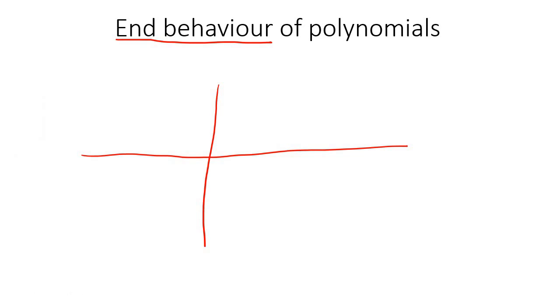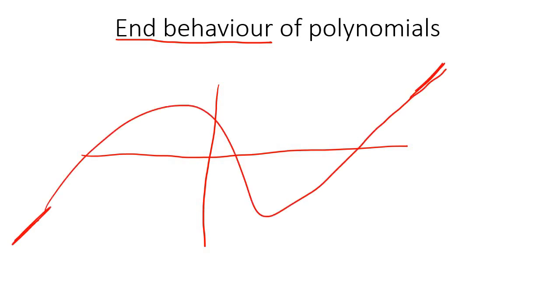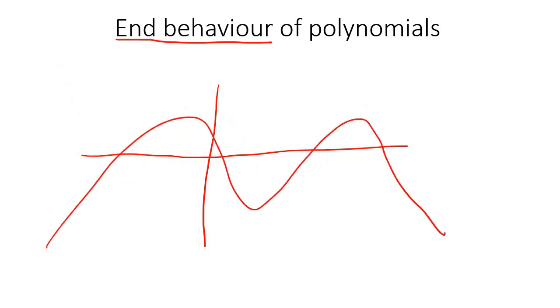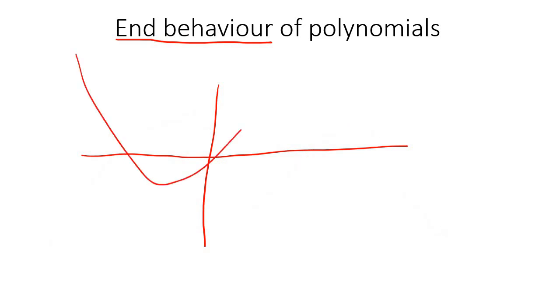Some functions go down on the left and up on the right. So they might look something like this. Some of them go up on both sides. So they do something like that. Some of them go down on both sides, like that. Some of them are up on this side and down on that side. I'm going to show you exactly how to work this out.